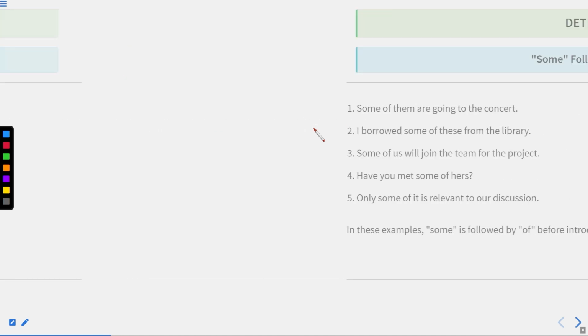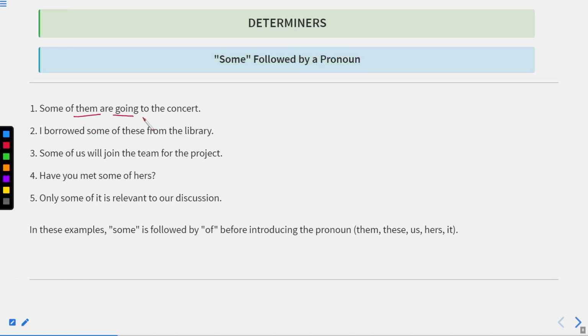Now, some of them are going to the concert. Here you can see that we have used the word some, after that we have used of, the preposition, and then them, the pronoun in objective case, are going to the concert. I borrowed some of these from the library. Now these are demonstrative pronouns, words which indicate something near to us and in plural form. So, I borrowed some of these from the library.